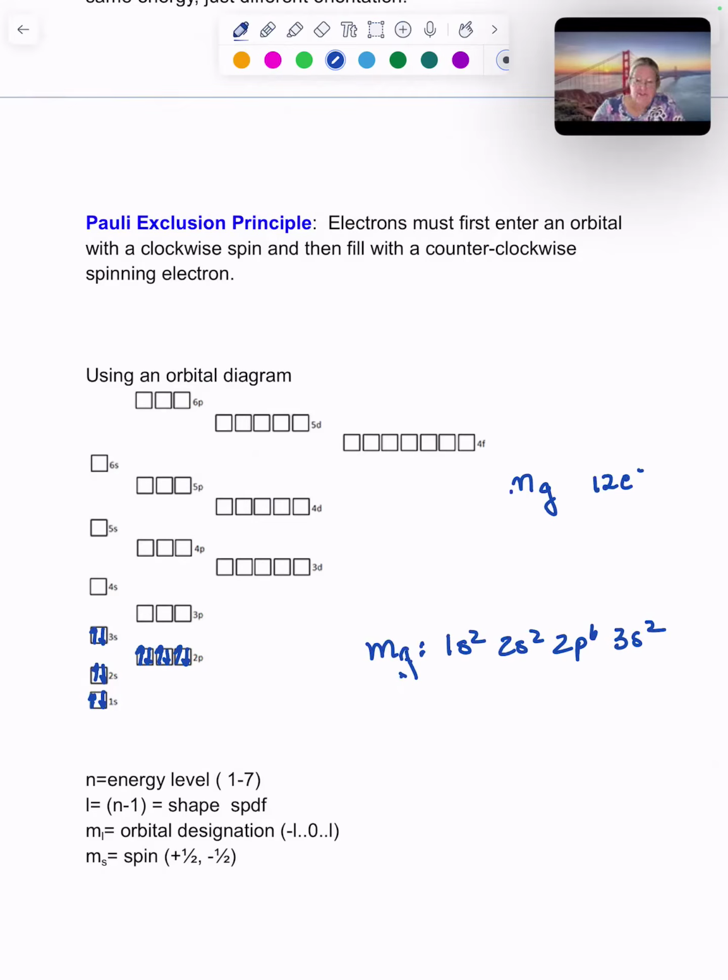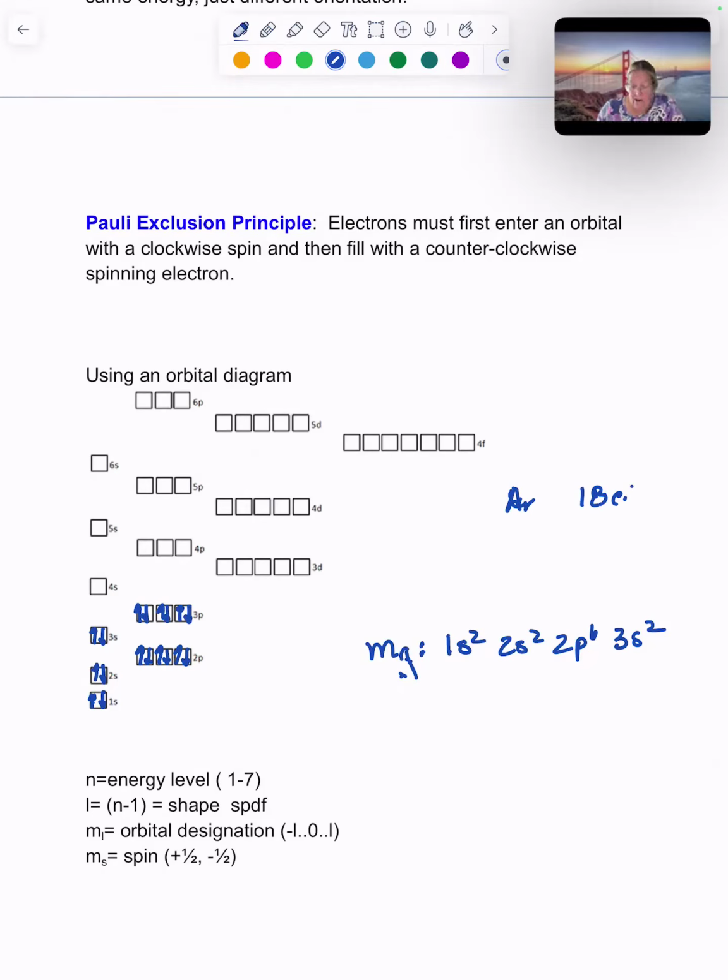Okay, let's try another one. Let's continue on. We'll do something that's a little bigger so we don't have to erase quite as many on our diagram. Let's do the one at the end of the row, argon. Now, argon is atomic number 18. So we've got 18 electrons. Well, we've already got 12, so we're going to put 13, 14, 15, 16, 17, 18.